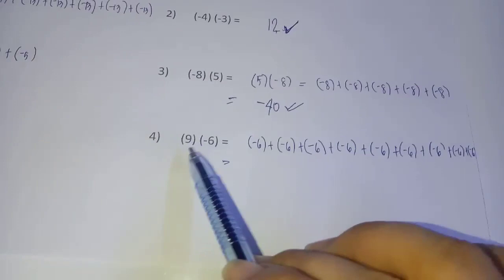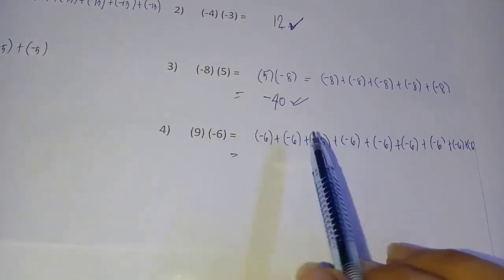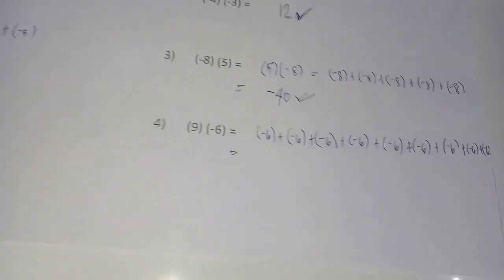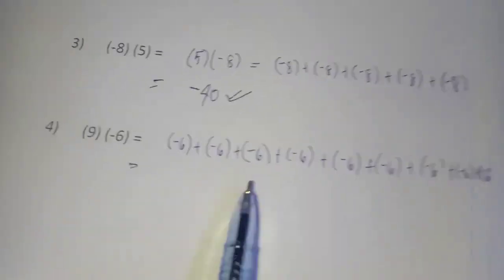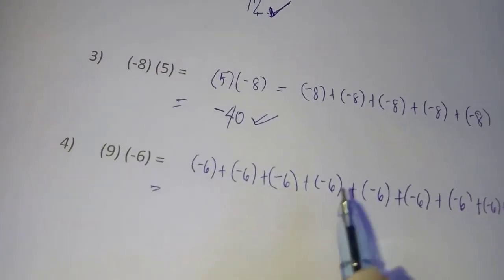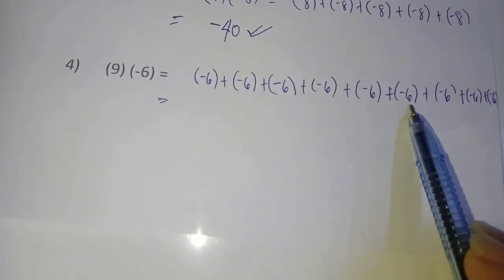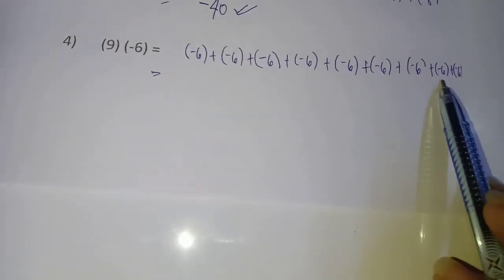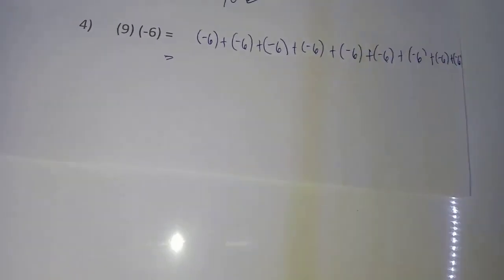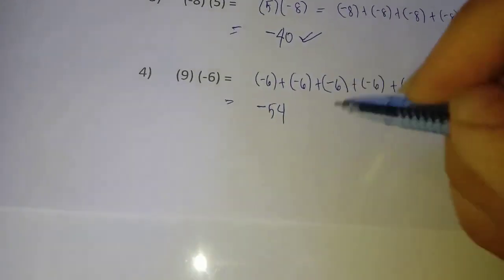So for those who know 9 times 6, the answer is 54, right? So let's see if 54 is indeed the sum of this. Negative 6 plus negative 6 is negative 12, plus negative 6 is negative 18, plus negative 6 is negative 24, plus negative 6 is negative 30, plus negative 6 is negative 36, plus negative 6 we have negative 42, plus negative 6 is negative 48, plus negative 6 we have negative 54. That's correct. That means 9 times negative 6 is equal to negative 54.